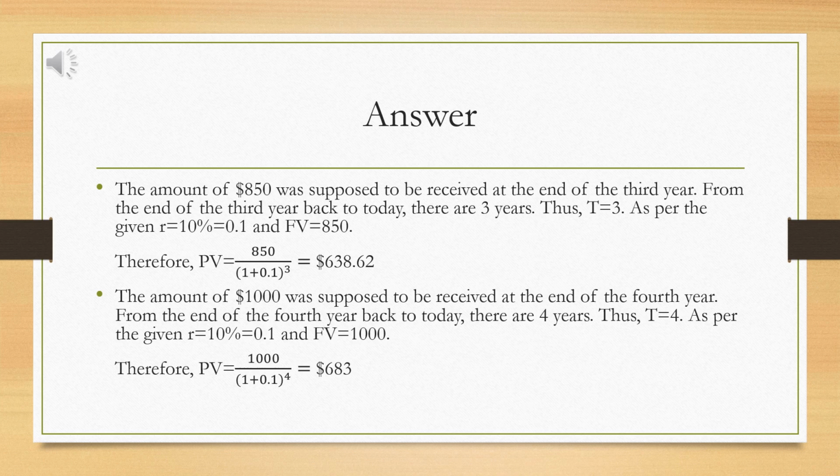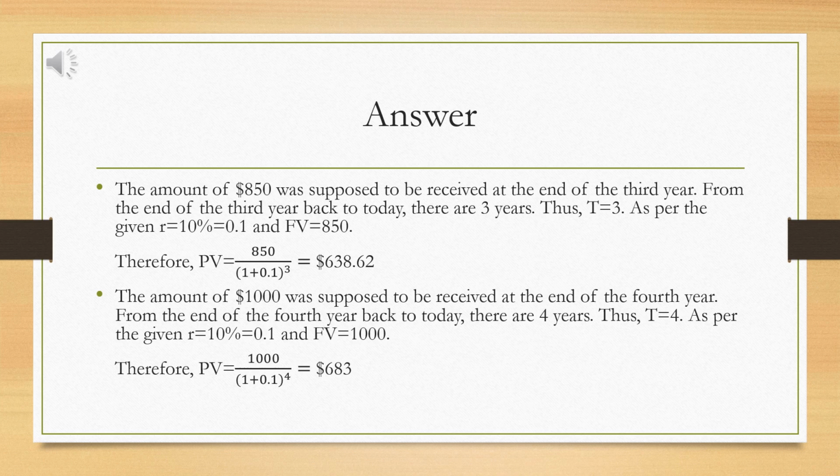The amount of $850 was supposed to be received at the end of the third year. From the end of the third year all the way back to today, there are 3 years. Thus, t is 3. As per the given, r is 0.1 and future value is 850. Therefore, present value of the third deposit equals 850 over 1.1 to the power 3, which is $638.62.